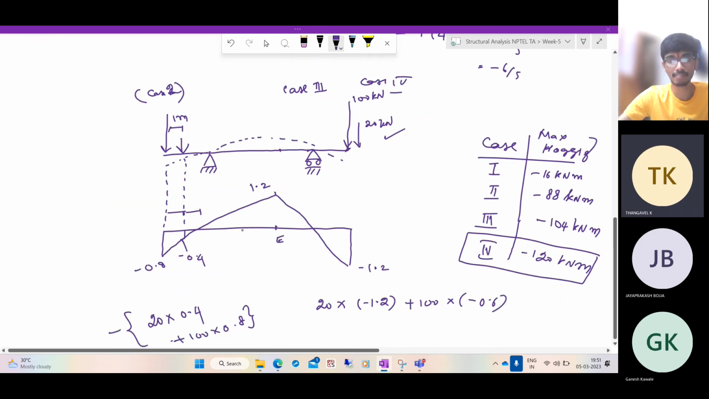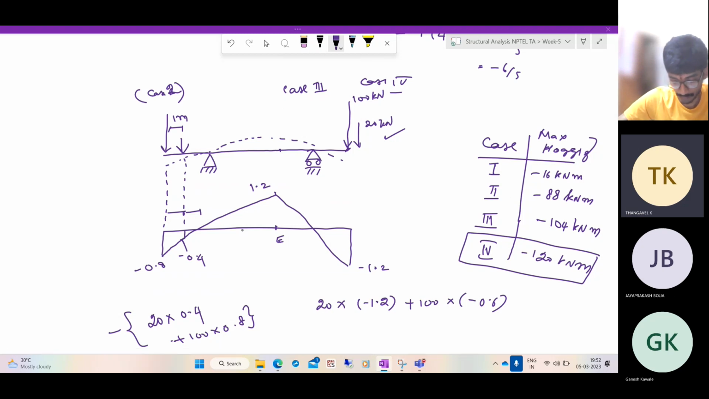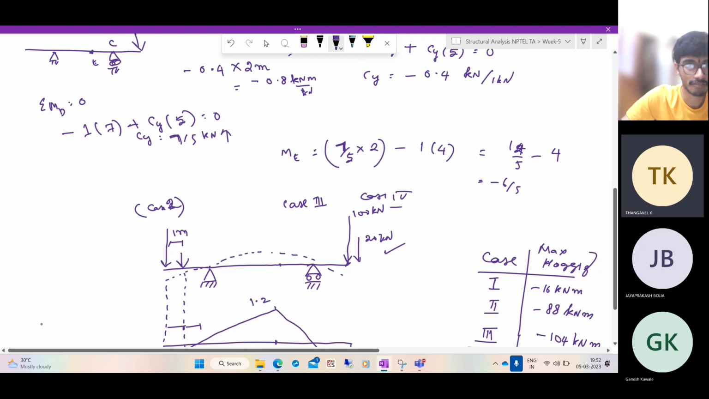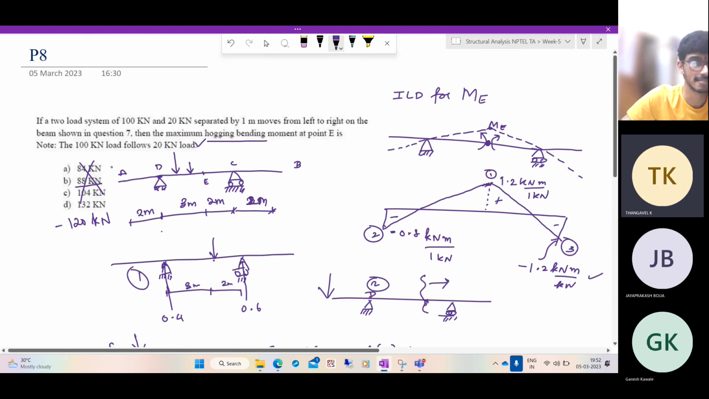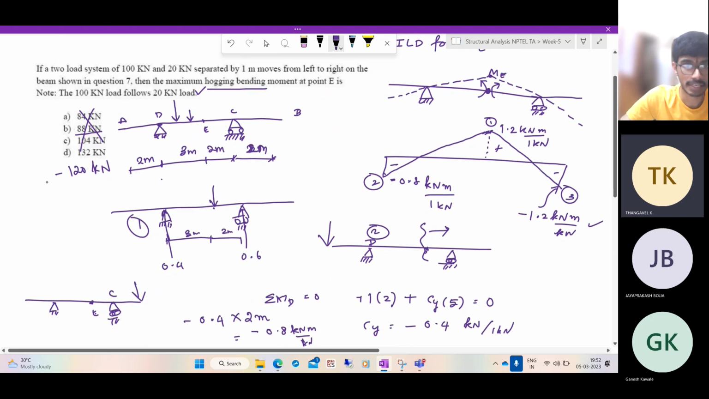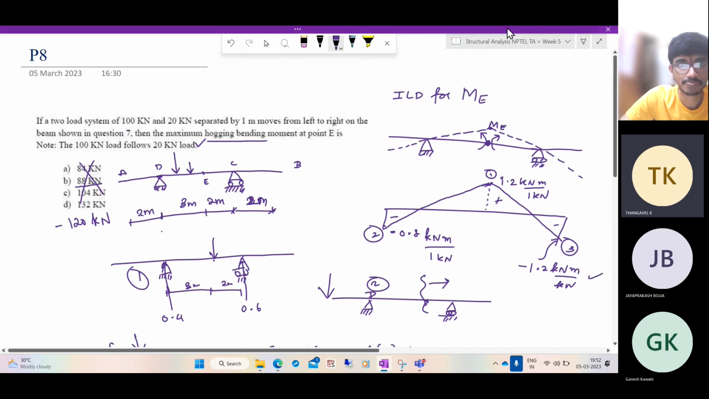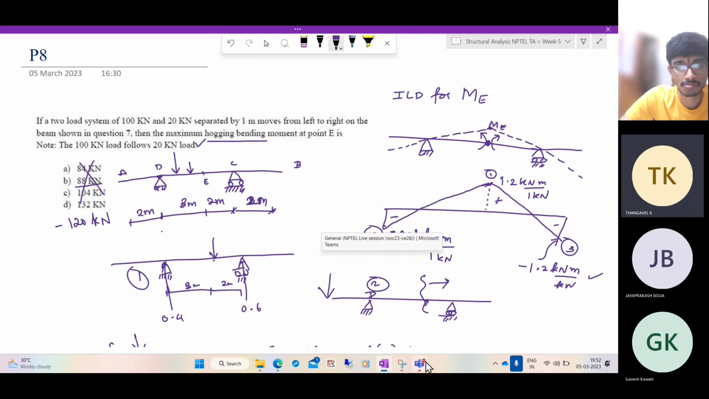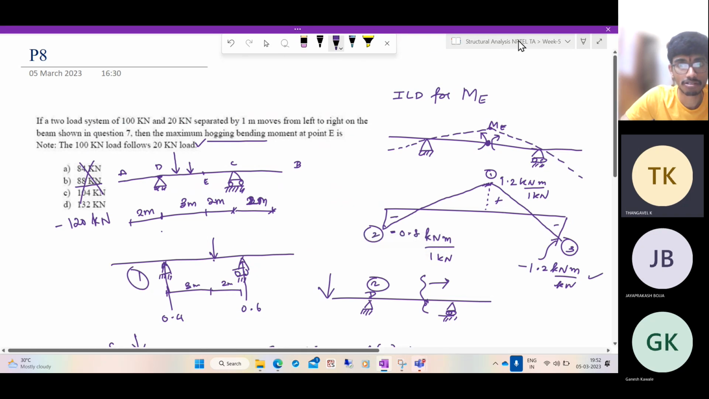So the maximum actually is 120 kilonewton meters. This is the correct option, but it is in none of the options. It is probably a mistake in last year's assignments. So the right answer is 120 kilonewton meters. Now let's go to the next question.